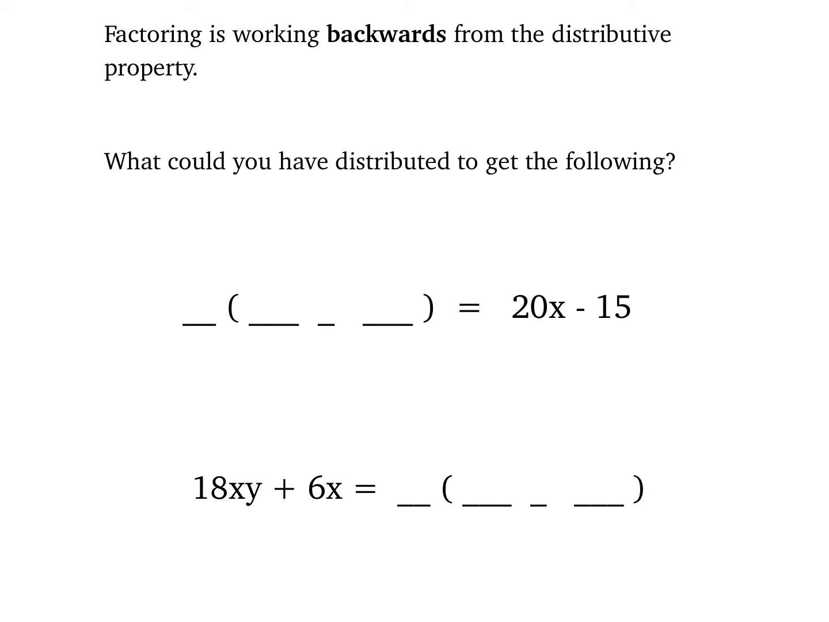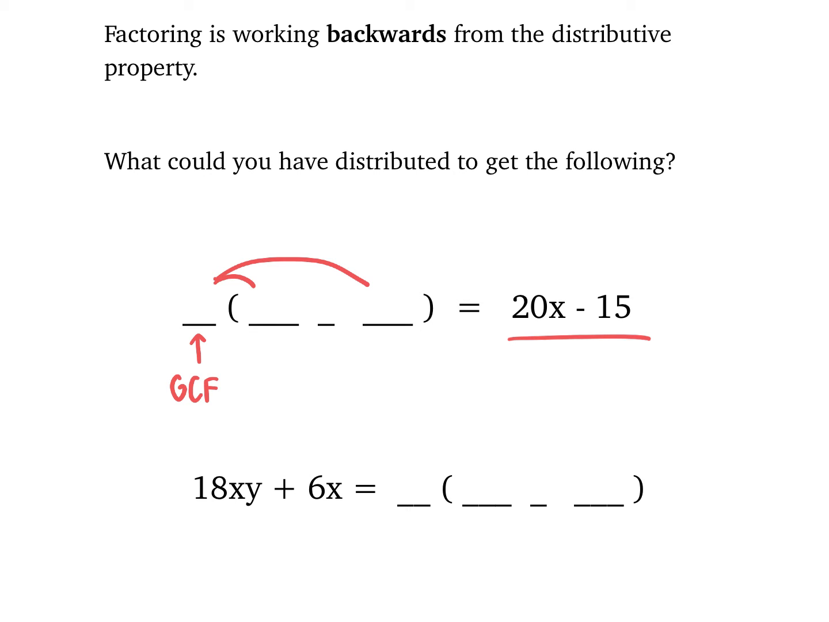So let's get back to this idea of factoring now that we've situated what a factor is. Factoring is essentially working backwards from the distributive property. So you're really asking yourself, what could you have distributed to get the following? So if we look at this first answer, we have 20x minus 15. And I'm looking for essentially what could I have distributed to get me that 20x minus 15 as my answer. So we're working backwards. Now, I know that whatever goes out in front gets multiplied by each thing on the inside. So that's where my greatest common factor is going to go.